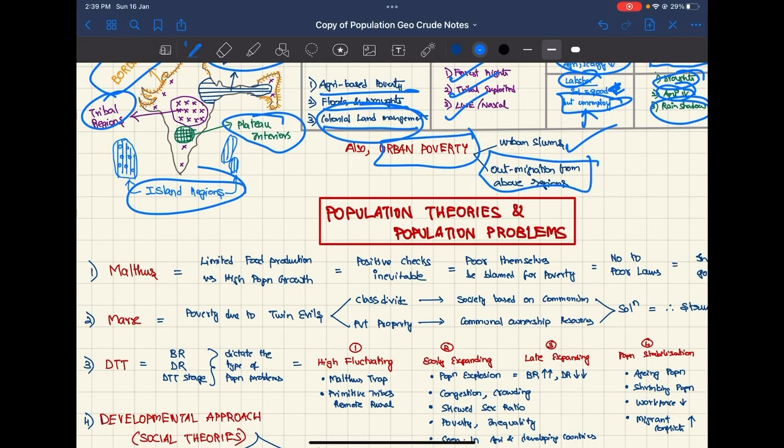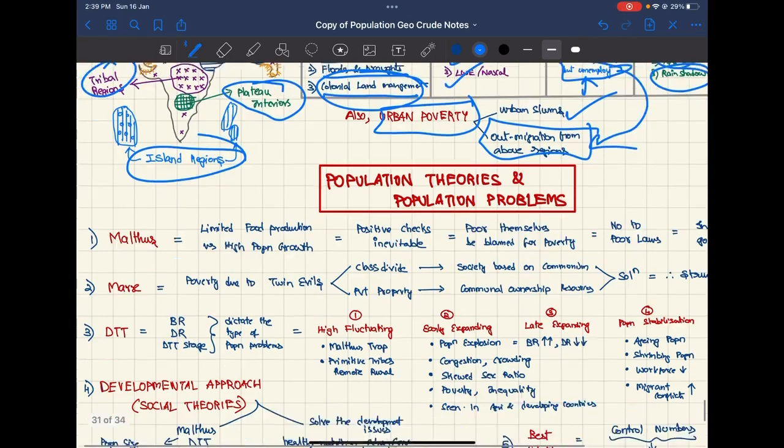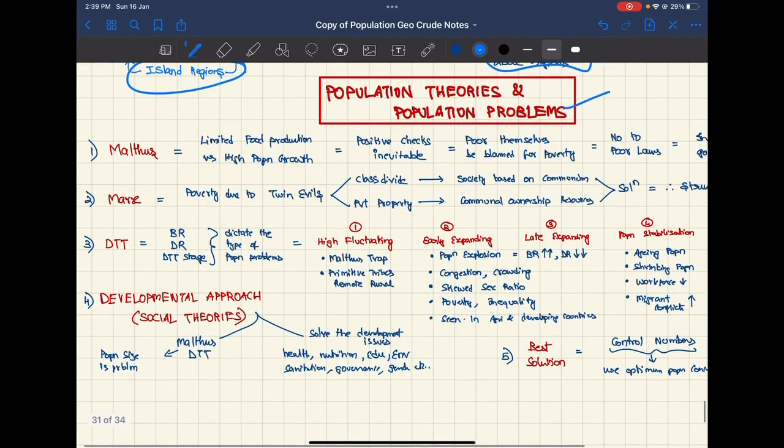Also, out-migration from these regions is going to urban areas. They will obviously be urban poor. And now linking population theories and population problems.